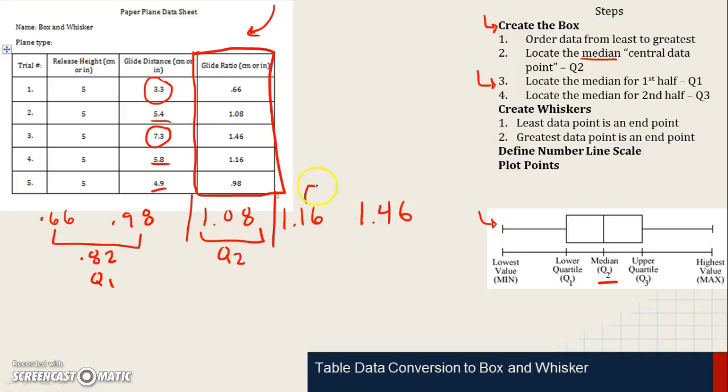So we know that the average of these is 1.31, and we're going to call this Q3. This is the box part of our box and whisker. So we know that Q2 is 1.08.